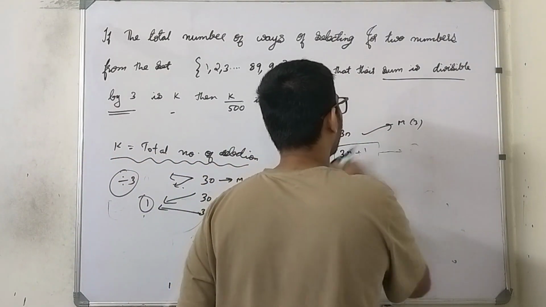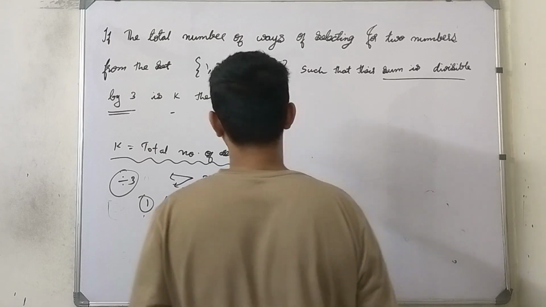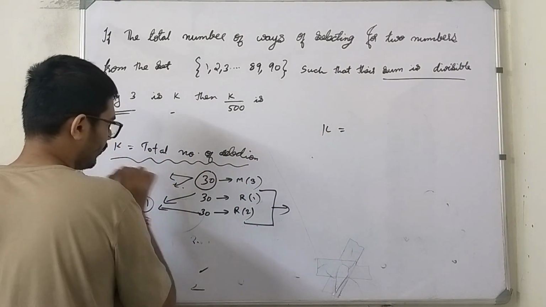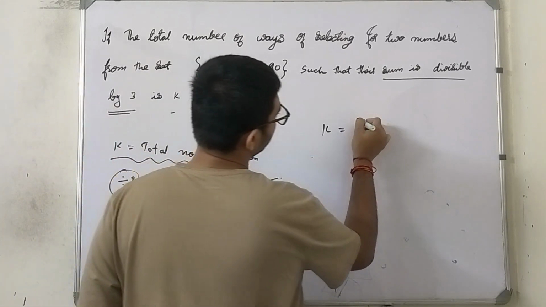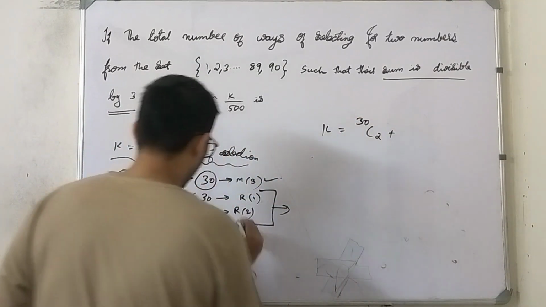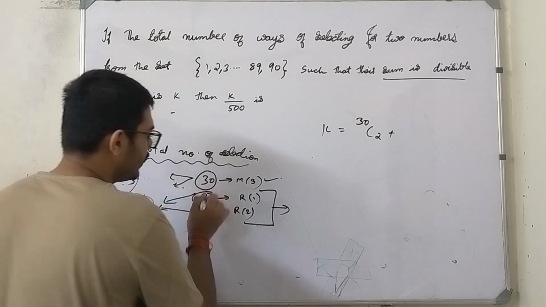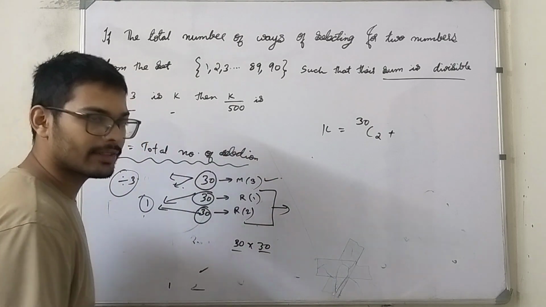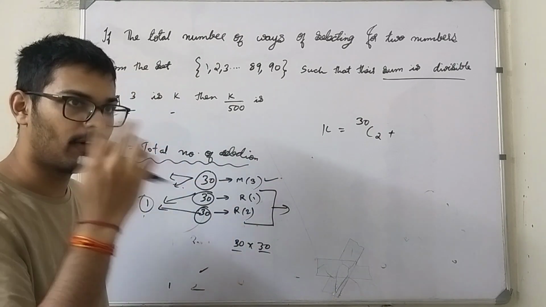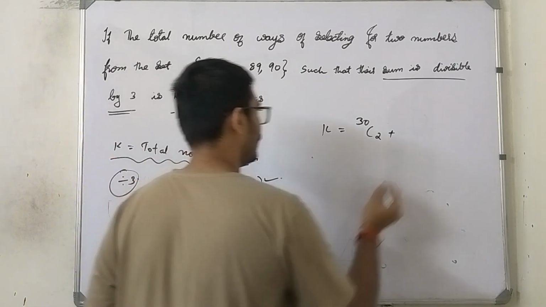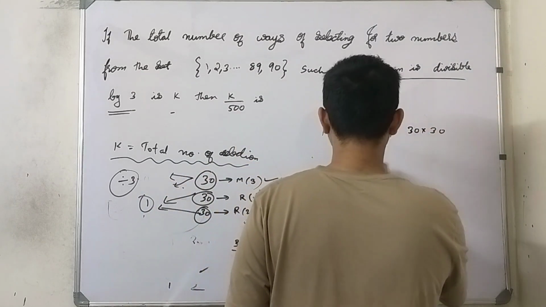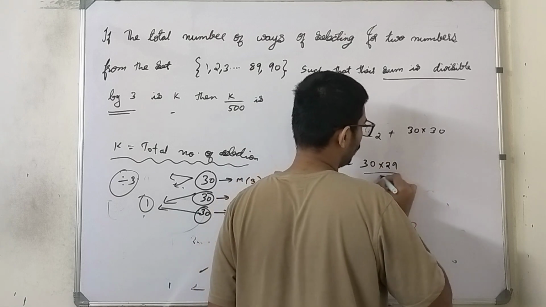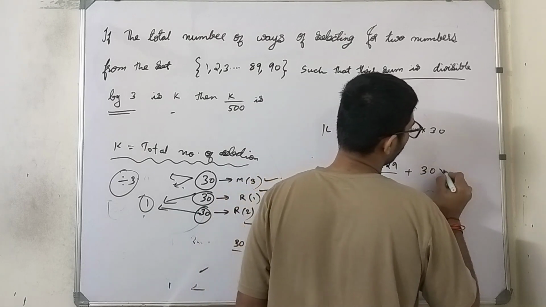Now I can find how many combinations are possible. I can find the value of k. What will be the value of k? K is equal to, I need to select 2 numbers from the 30 multiples of 3, which will be 30C2, and the other possibility, one from this and one from this, will be 30 into 30. As it is not a permutation, we don't need to double it. The order doesn't matter, so we can directly take it as 30 into 30. What will be the value of 30C2? 30 into 29 divided by 2, plus 30 into 30.